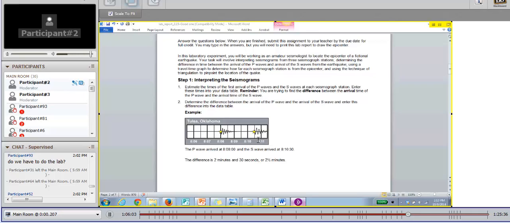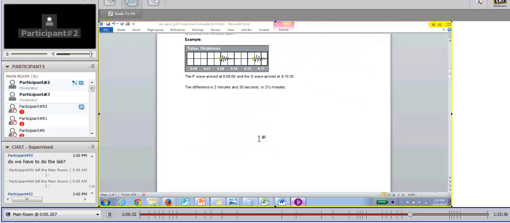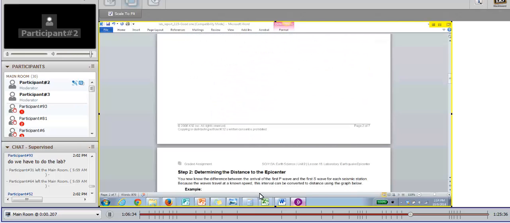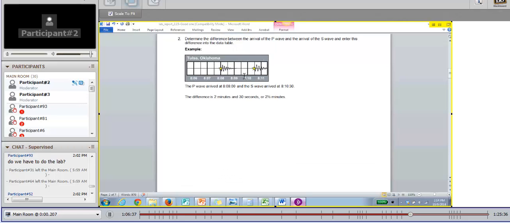And the S wave arrived at, well, they probably use military time, 8:10:30. So 8 o'clock p.m., 10 minutes, 30 seconds. The difference between the two is 2 minutes and 30 seconds. The first one arrived at 8:08, the second one arrived at 8:10 and 30. So that's 2.5 minutes between those 2 waves. That's an important part to know how to do. You're going to have to determine this later in the lab.